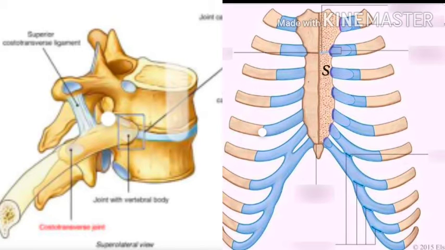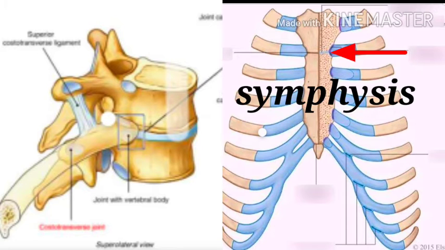The third rib and the sternum, the fourth rib and the sternum, fifth and sternum, sixth and sternum, the seventh rib and the sternum: these joints are synovial joints. I repeat, second, third, fourth, fifth, sixth, seventh. These ribs form synovial joints with the sternum and the sternal angle. There are also joints between the 7th and 8th costal cartilages, 8th and 9th, and 9th and 10th costal cartilages. These are known as synovial joints.